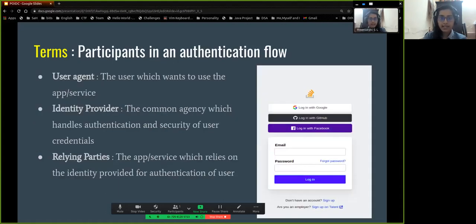Let's look into some participants in the authentication flow. First, you have the user agent, which is your browser, trying to access an app or service. Then you have the identity provider, which is Google, GitHub, and Facebook in this case. Then we have the relying party, which is the app or service which relies on the identity provider. In this case, it is Stack.